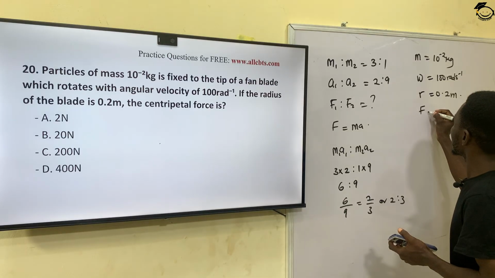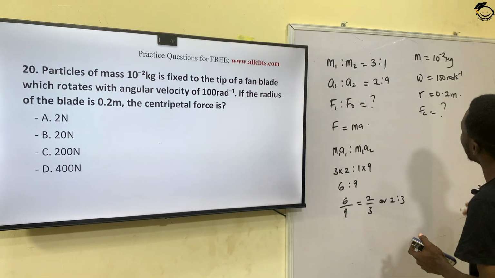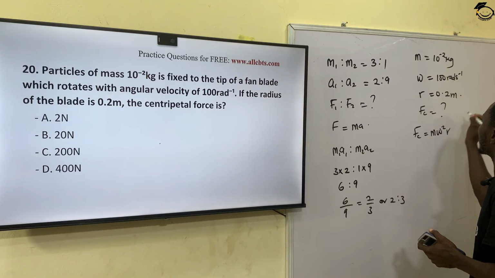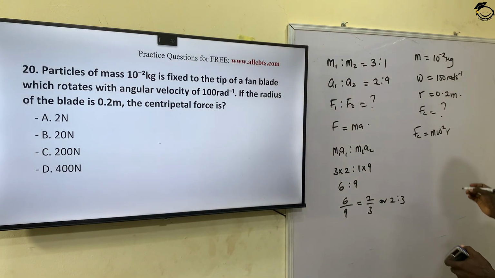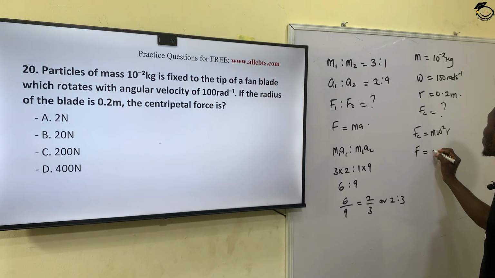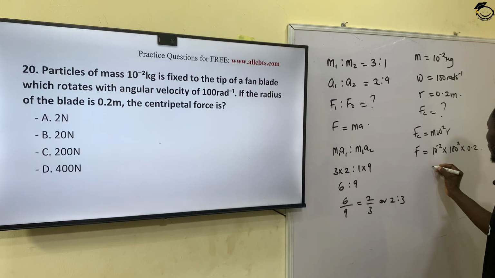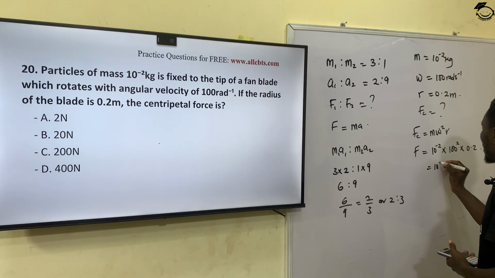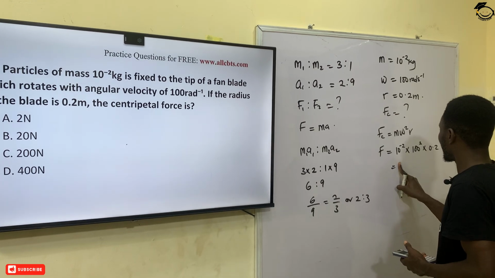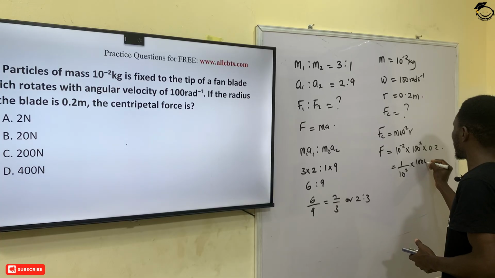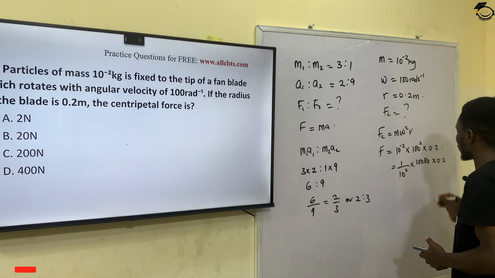We are finding the centripetal force. We do not know it, but we know that centripetal force is equal to m omega squared r. So my centripetal force is equal to 10 raised to power minus 2 times our omega, 100 squared, times the radius, 0.2. So 10 raised to power minus 2 is the same as 1/10 raised to power 2, times 10,000 times 0.2.